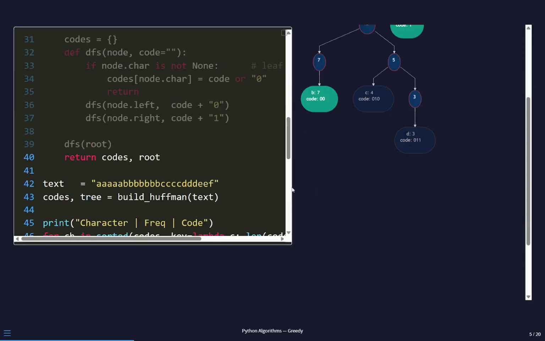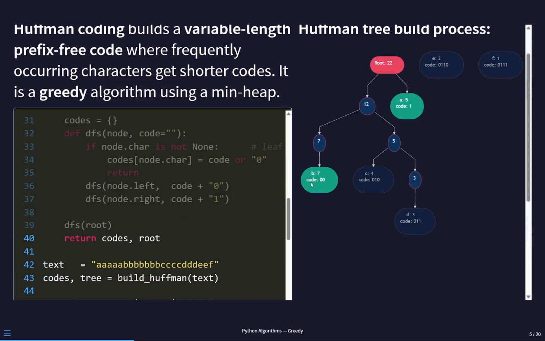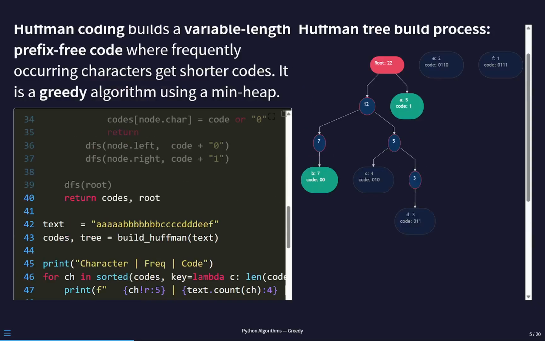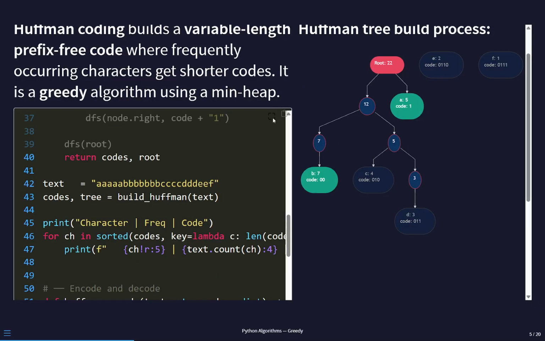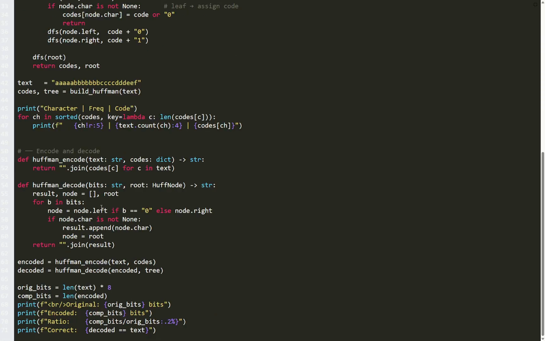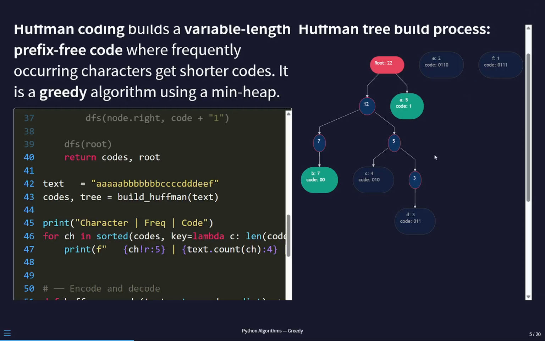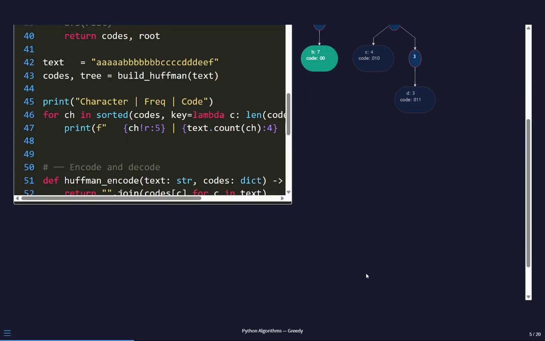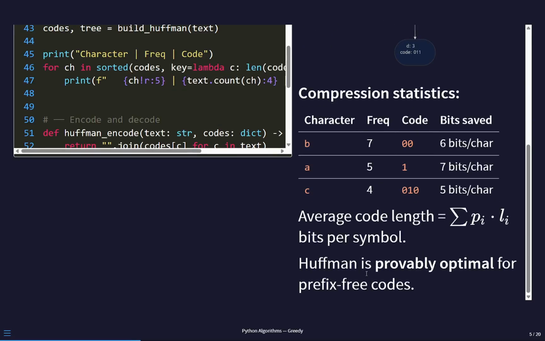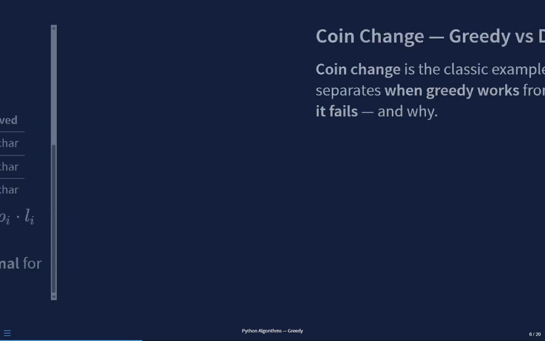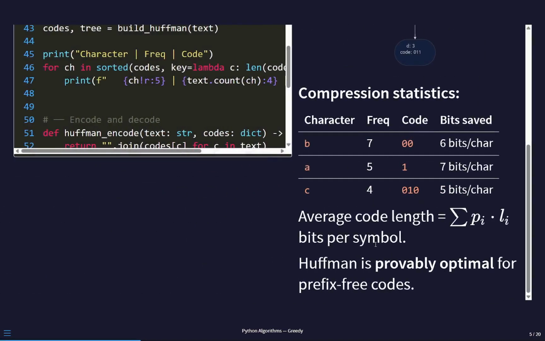Look at the resulting tree for A, B, B, B, B, B, B, B, B, C, C, C, C, D, D, D. B with frequency 7 gets the 2-bit code 00. A with frequency 5 gets the 1-bit code 1. Meanwhile, E and F with frequencies 2 and 1 get 4-bit codes. Compared to fixed 8-bit ASCII codes, Huffman shrinks the encoded string dramatically. The ratio printed confirms the compression, and decoding the bit string perfectly recovers the original text by walking the tree bit by bit.